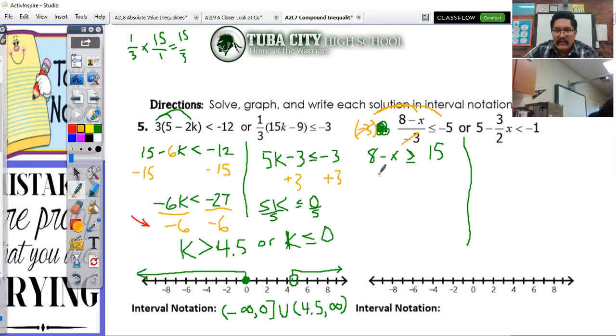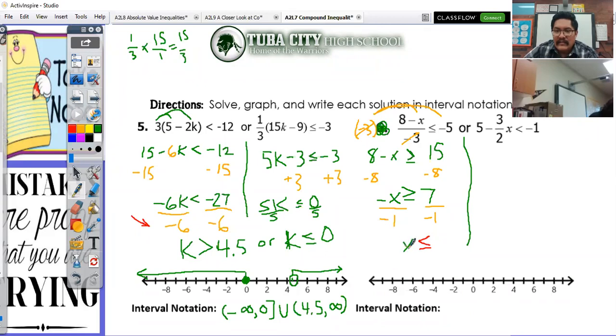Now I got to get this x by itself. So I'm going to get rid of the 8. So -8 on both sides. Negative x is greater than or equal to 7. And it looks like I'm going to have to divide both sides by -1, which again means I am going to have to flip this sign again.